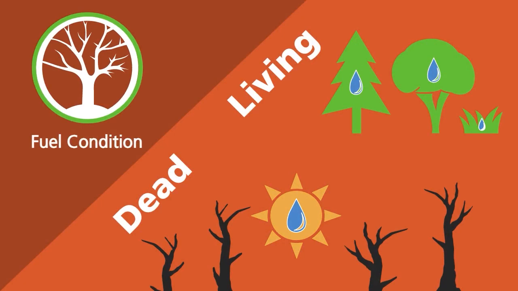Fuel condition. The moisture content of a live fuel is high and controlled by the plant. This makes live fuel less flammable. Dead fuel moisture is controlled by the weather conditions like temperature, relative humidity, wind, and rain. These contribute to the dryness or wetness of a dead fuel. This makes dead fuel the main driver of all wildfires.